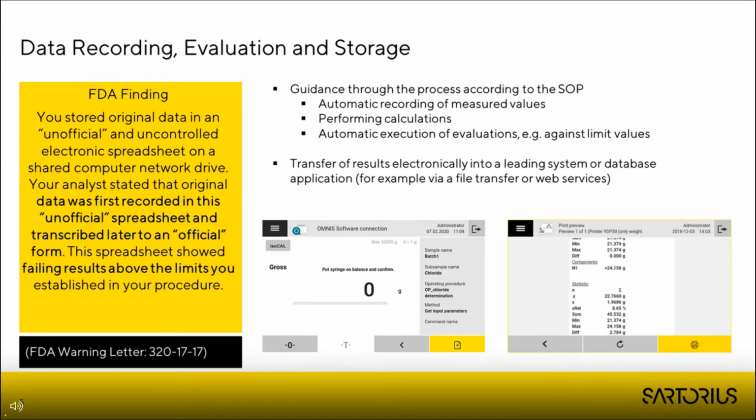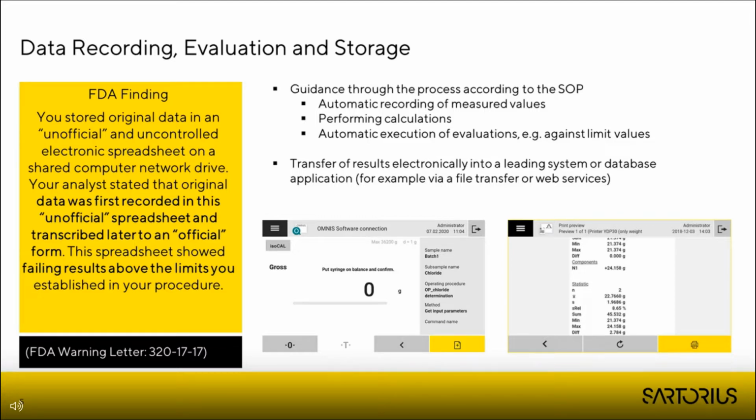So my first example shows you directly why a digital workflow guidance can help you to prevent data integrity issues, and on the other hand helps you to bring more efficiency in your laboratory work. In this finding, all the data from the instrument was first recorded in an official spreadsheet and then later transcribed to an official form or system. And also in this finding was mentioned that the spreadsheet showed failing results above the limits the company established in their procedure. And here it's a very good example.